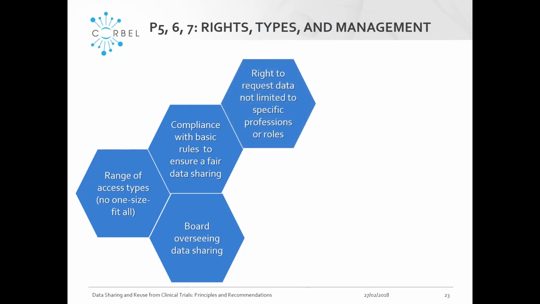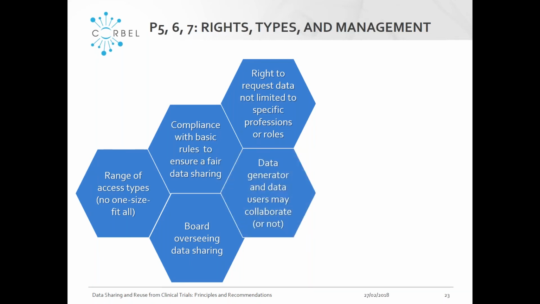As I mentioned before, the rights to request data should not be limited on the basis of the professional role, meaning that not only researchers, but maybe, for example, citizen representatives or scientific journalists can have the right to access data if they have a reasonable scientific hypothesis to pursue. And we also explore the issue of a collaboration between data generator and data users that may, of course, be an added value of data access and reuse, but cannot be considered a prerequisite for data sharing.